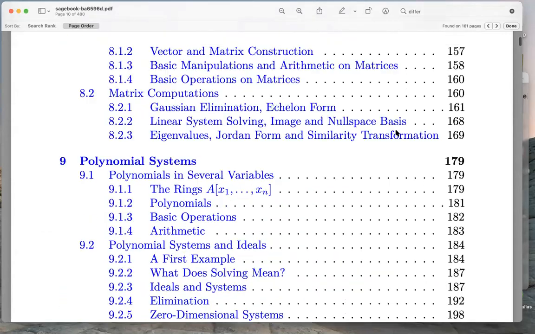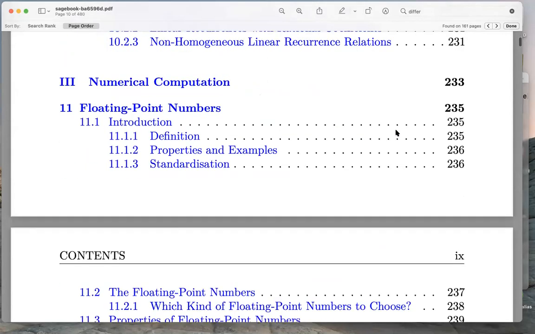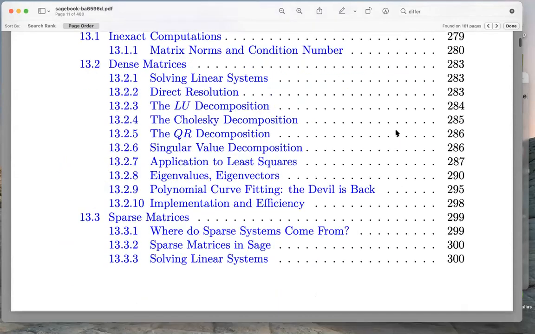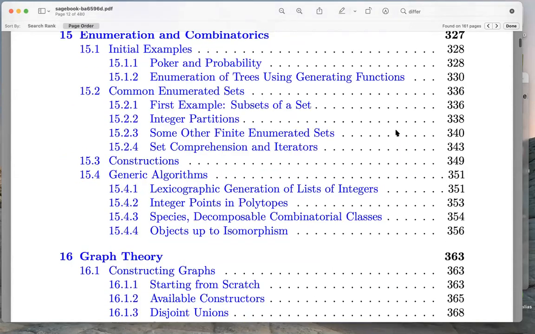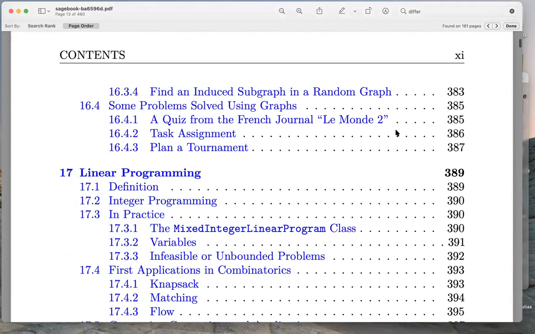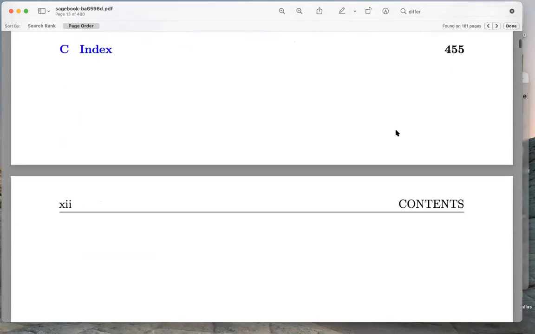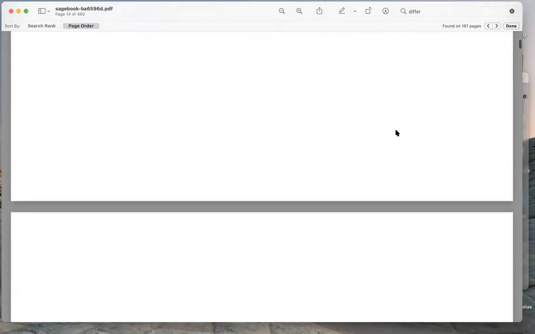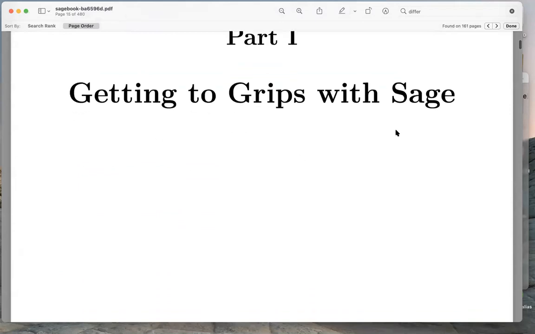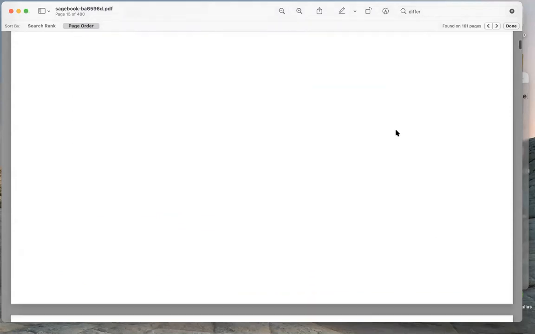And yeah, I know it's tedious to go through a book. I would recommend this for all your courses, by the way. Now, of course, some people read a book as if it were a novel, and this is not the way to read this textbook. I would start at the beginning, though. What do you mean by starting at the beginning? Getting to grips with Sage.